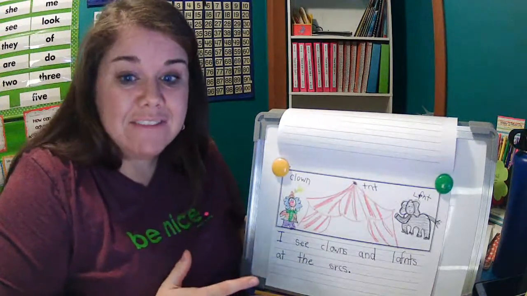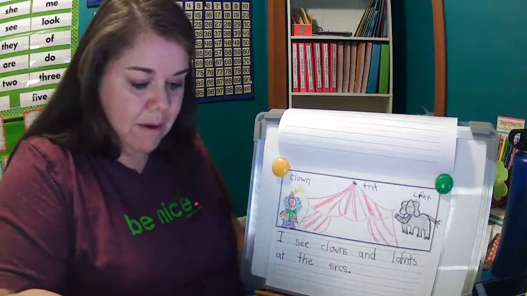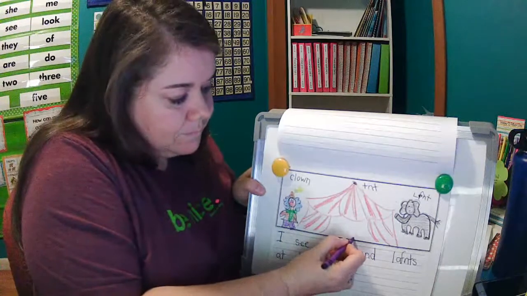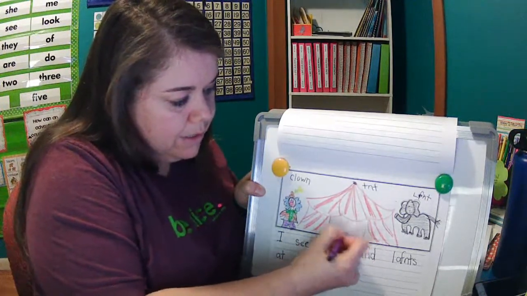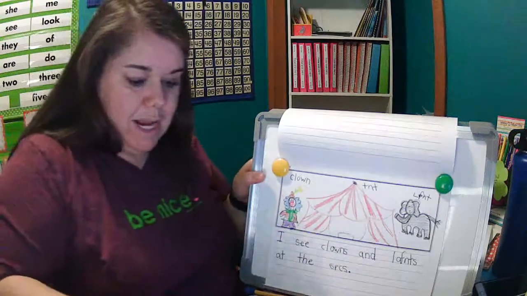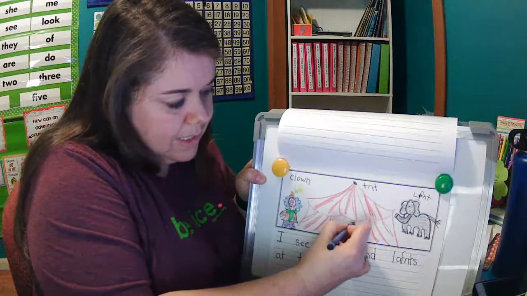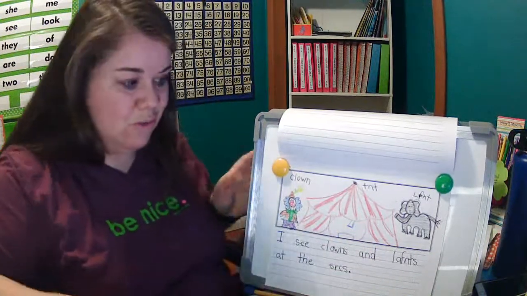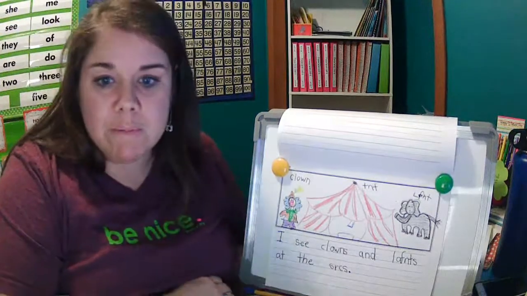If I still have time, though, I could go back and add some more details. Maybe I want to add in the 3 rings that are in the circus. Maybe you want to add in some trapeze, the flying trapeze. I really like those people too, those trapeze artists. I just love the circus. Oh my goodness.